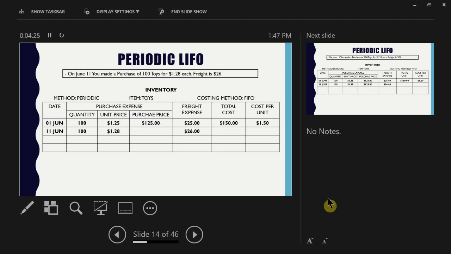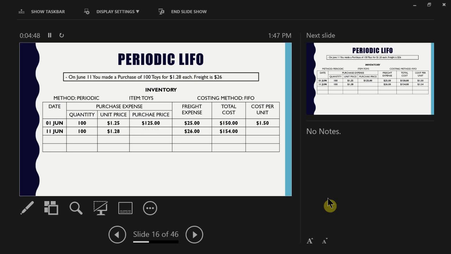Once again, the formula, my purchase price is going to be, anyone an answer? What's my purchase price? 128. 128. What's my total cost? 154. 154, bringing me to get a cost per item to be $1.54.